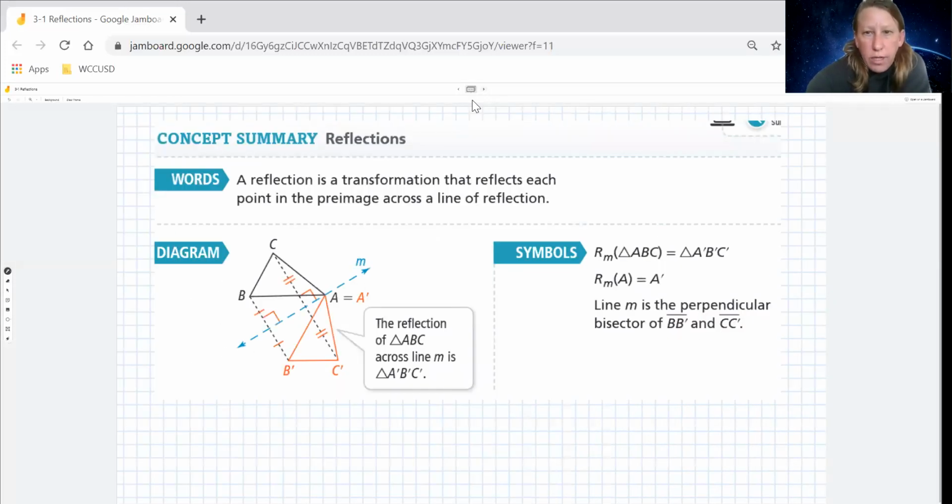So here's a summary. A reflection is a transformation that reflects each point in the preimage across a line of reflection. So if it's on the line, the reflection is also on the line. If it's far from the line, you have to go all the way that far out the other side. Here's the way that we can write it. The reflection across line M of point A is equal to A prime.